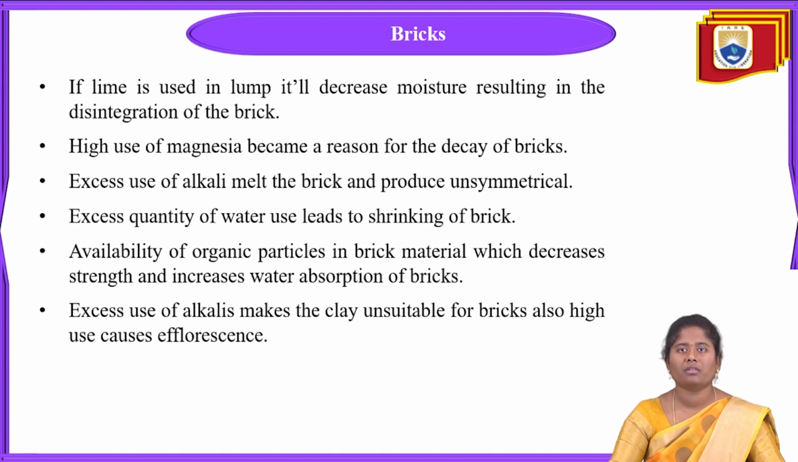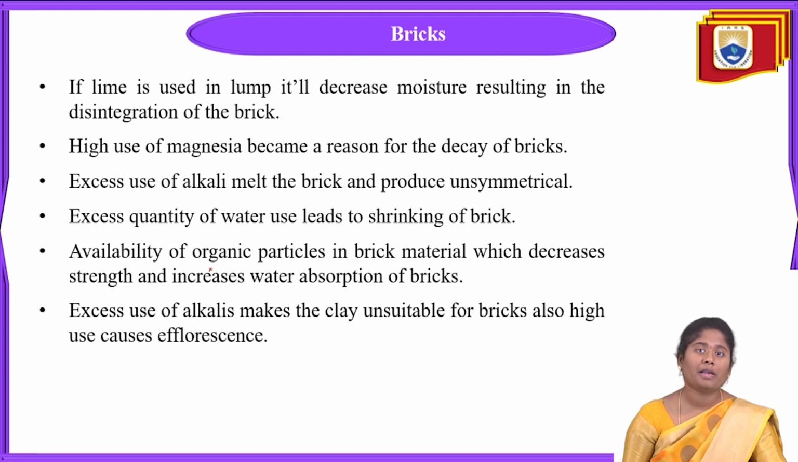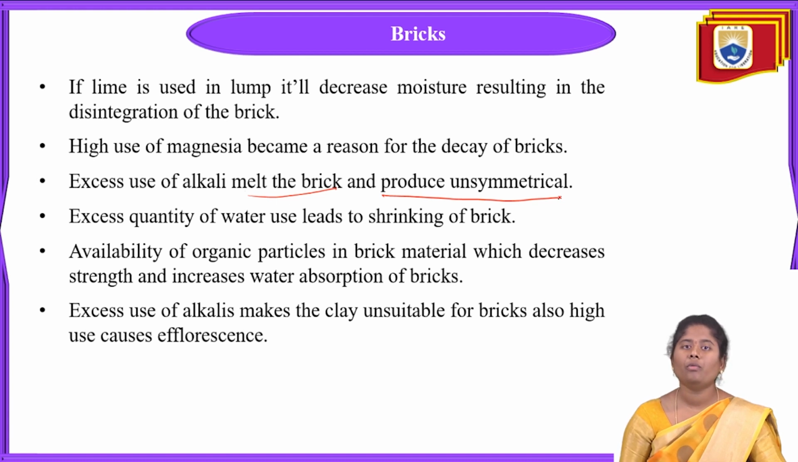Next, excess use of alkali will melt the bricks, and it also produces unsymmetrical ones. Symmetrical means uniform. If we add an excess amount of alkali, it will melt the brick and also produce unsymmetrical ones. That's why we do not use an excess amount of alkali. And next, if you add an excess amount of water, it leads to shrinking of that brick. Okay, shrinking of that brick.